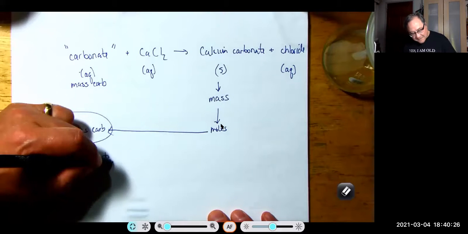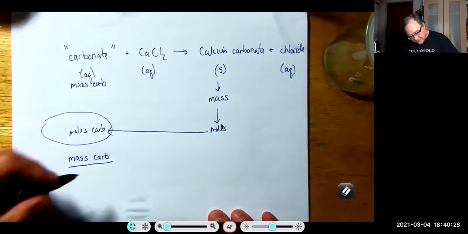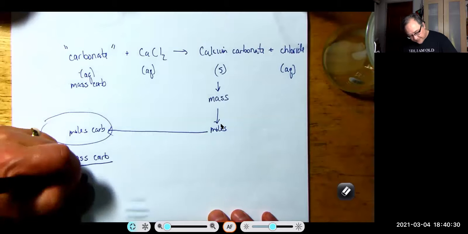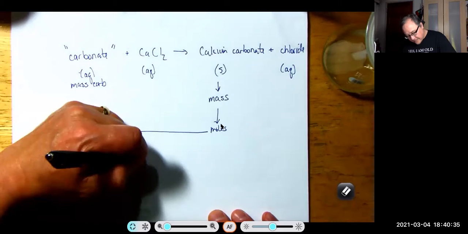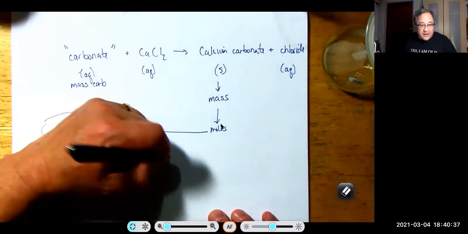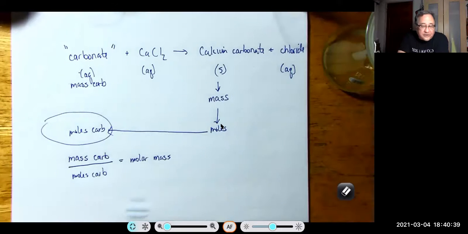Okay, so you're going to take the mass of your carbonate, divide it by the moles of your carbonate, and that gives you the molar mass of your carbonate. And if you write out the formulas correctly, you should be able to get the molar mass of each of those and make a match. How's that sound? Very cool.